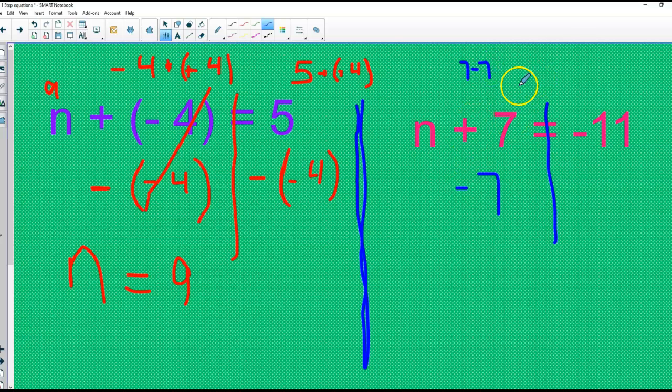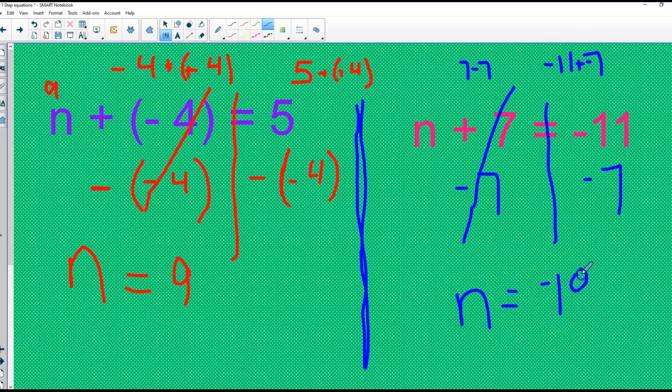That would be 0. So this is canceled out. It is gone. You have an n over here. What was I doing? I was subtracting 7, so I'm going to subtract 7 here. So the problem is negative 11 minus 7. Subtraction, so I do a leave, change, opposite, right? So you would get a negative 18. And if I plug negative 18 in there to double check myself, yes, I get a negative 11.